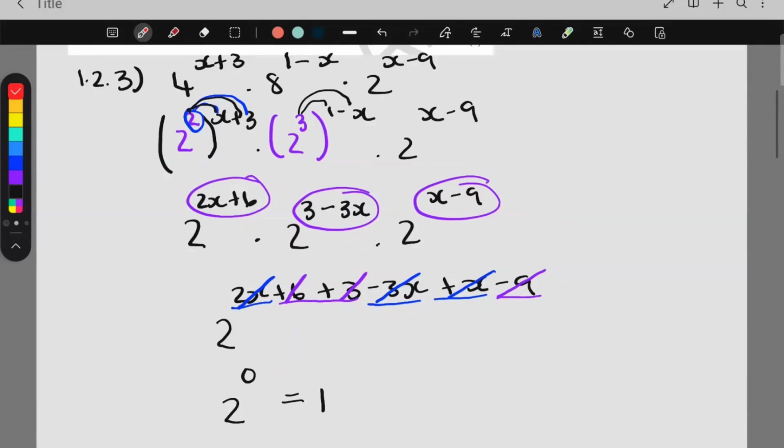So let's see how you get marks. You get marks for rewriting 4 and 8. So there will be a mark. Then you get a mark for simplifying up until this point. And then you get a mark for your answer.